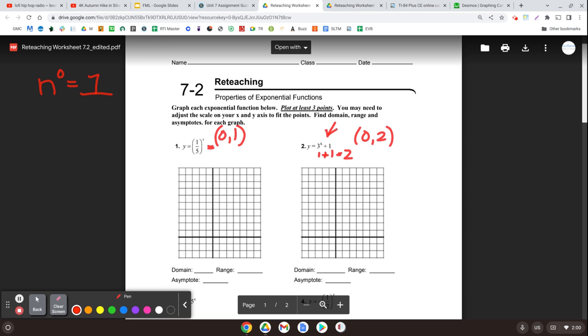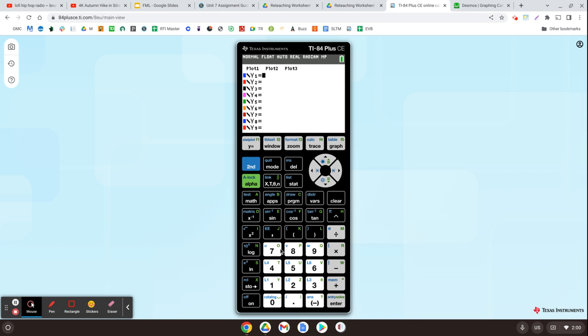So this is still just representing a vertical shift, but that changes our y-intercept as well. It's also going to have an effect on our asymptote and our range. So let's explore these in the graphing calculator. Let's start with number 1, y equals 1/5 to the x power. Keep in mind that's 1 times 1/5 to the x power. Y equals, enter, 1/5 to the x power. We'll graph it.